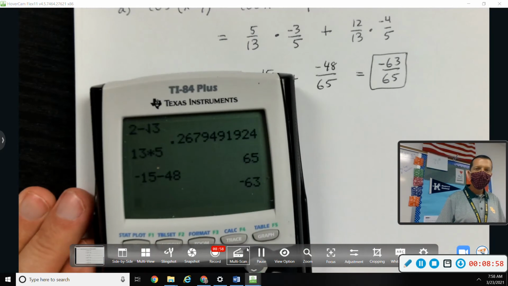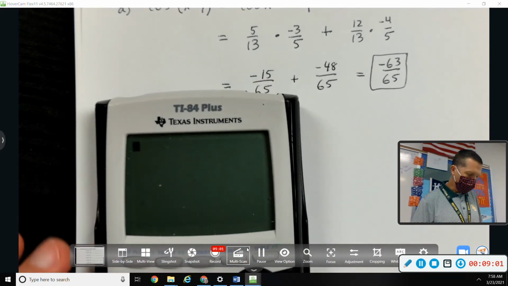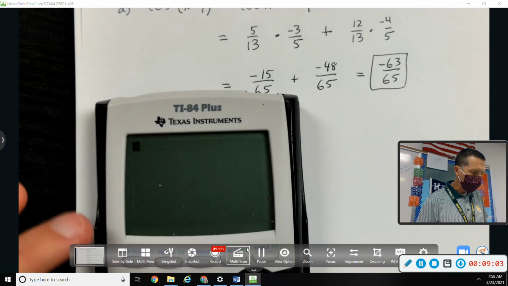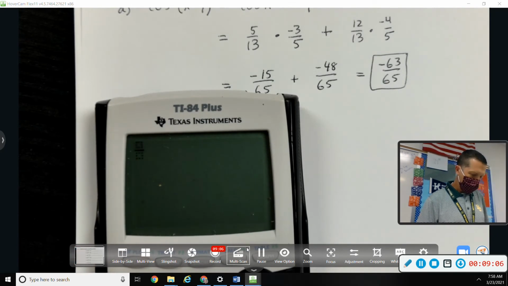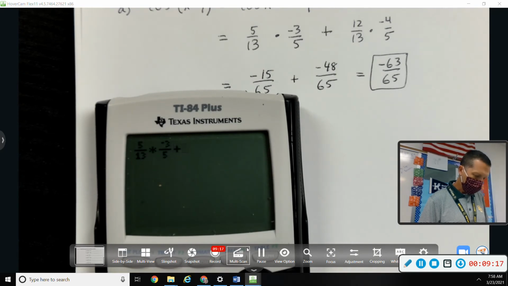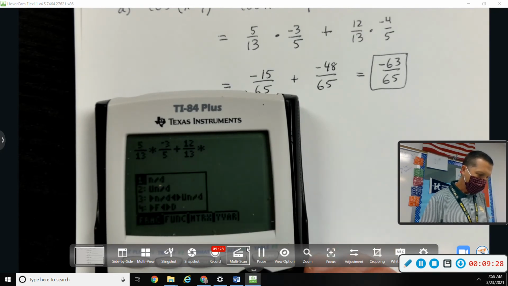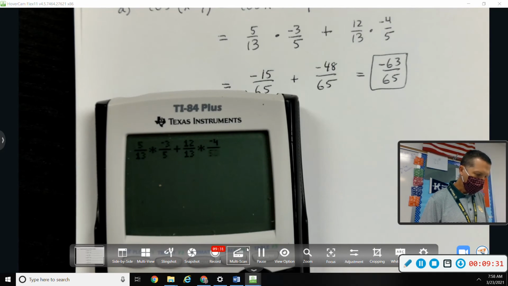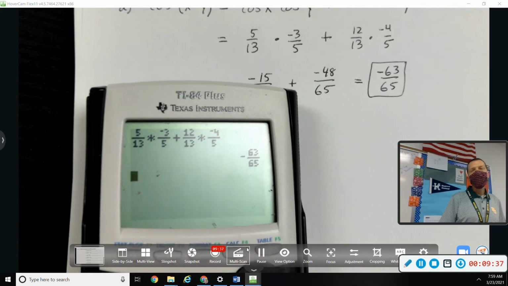If you're really scared of fractions, then you could do it this way, but it's going to take forever. I really don't want to do this, but 5/13 times -3/5 plus, again, this is really not recommended. It'll take you forever doing it this way. 12/13 times -4/5, -63 over 65. I mean, if you need to do it that way, do it that way.